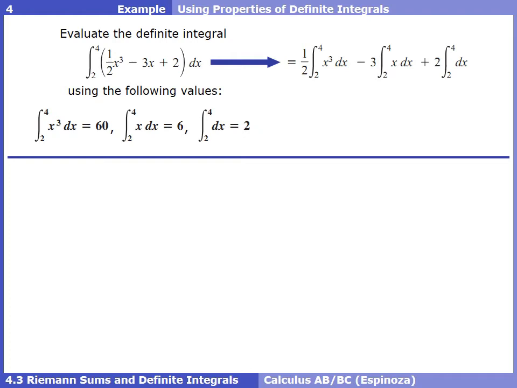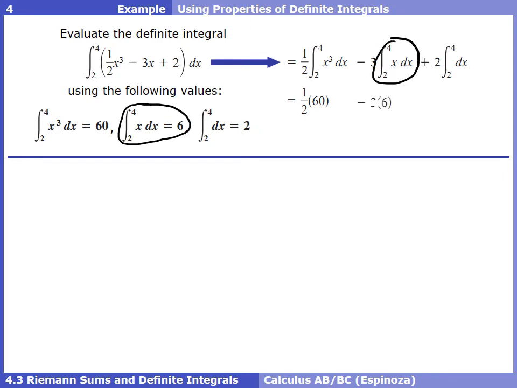If you take a look at what's given to you in the original problem, we know that the integral from 2 to 4 of x cubed dx is equal to 60. And since we see that same exact integral right here, we can just replace that with the number 60. How they got that doesn't really matter. All we know is that's equal to 60, so we can replace that with a 60. Same thing goes for the next integral. We know that the integral from 2 to 4 of x dx is equal to 6.